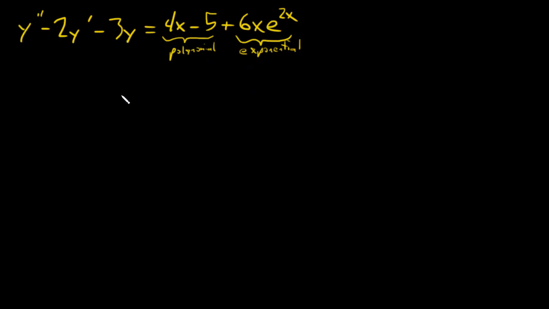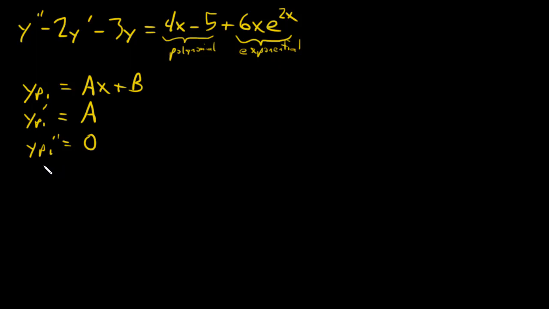So I'm going to call the first chunk y sub p sub 1. So y sub p sub 1, the guess for that is going to be, well, it's just a first order, so it's going to be ax plus b. That means y sub p1 prime is going to be a, and y sub p1 double prime is 0. Okay? Now over here for this one, I'm going to call that y sub p2.